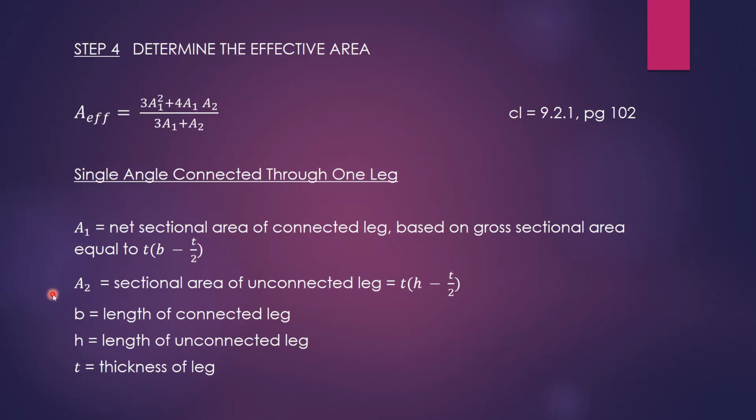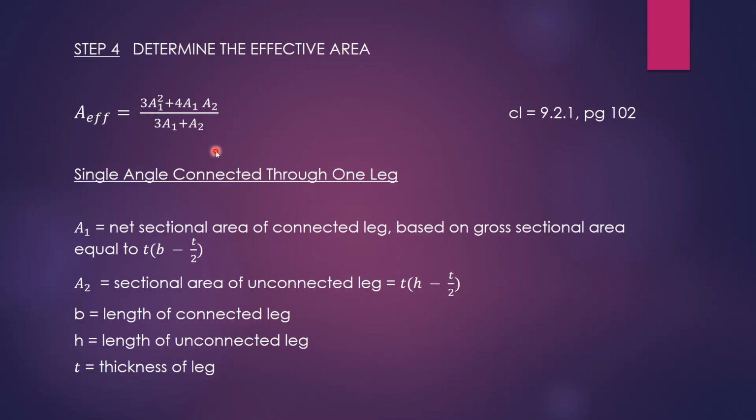Remember, we have selected 50 by 50 by 5, right? So step number 4, we want to determine the effective area. We are directed to clause 9.2.1, which is on page number 102. Here you'll find this formula: effective area is equal to 3 area 1 squared plus 4 area 1 multiplied by area 2, all over 3 area 1 plus area 2.